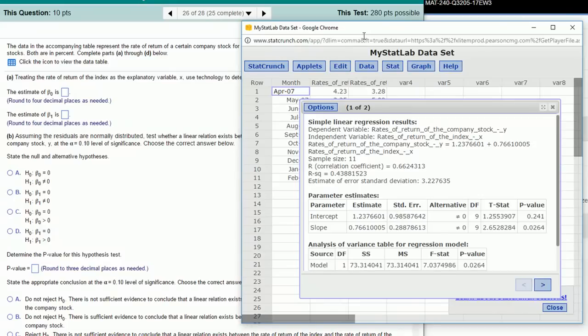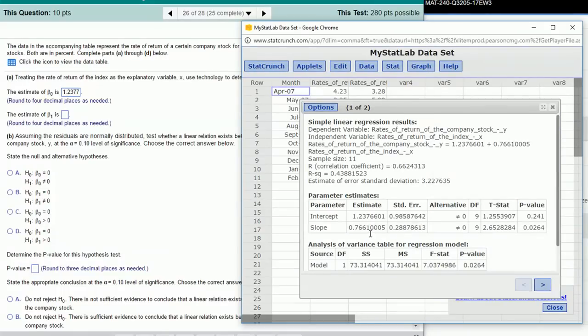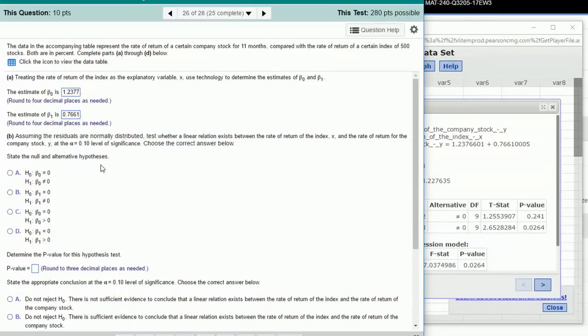The estimate of beta 0 is the intercept, and we want 4 decimal places. That's going to be 1.2377, and the estimate of beta 1, that's going to be the slope, 0.7661. Beautiful.